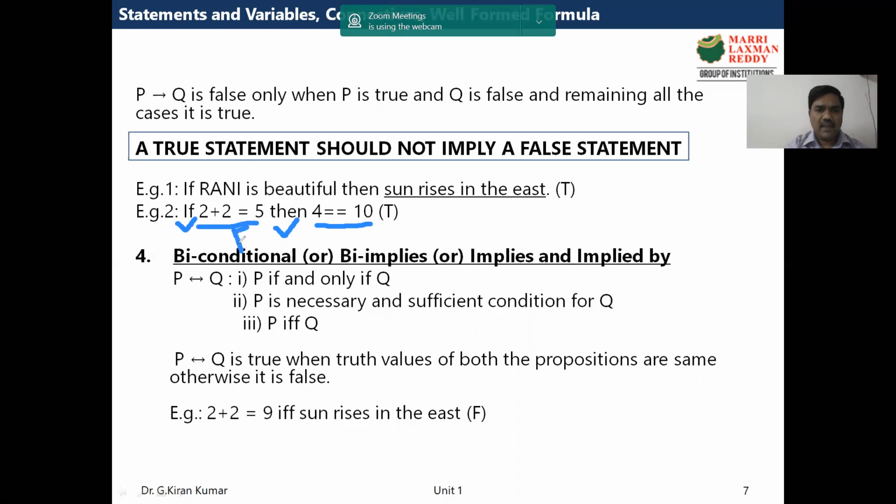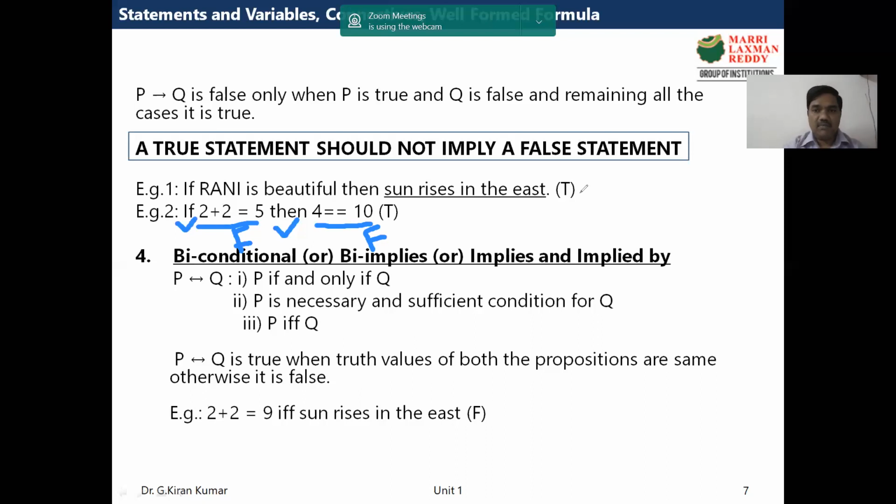Am I right? Then 4 equal to 10 is also false. So false implies false is true. Please refer to the table of the implication. False, false, false. In that case, it is true. So in which case is it false? Only the first one is true. The second one is false. Only in that case it is false. In all the remaining cases it is true.